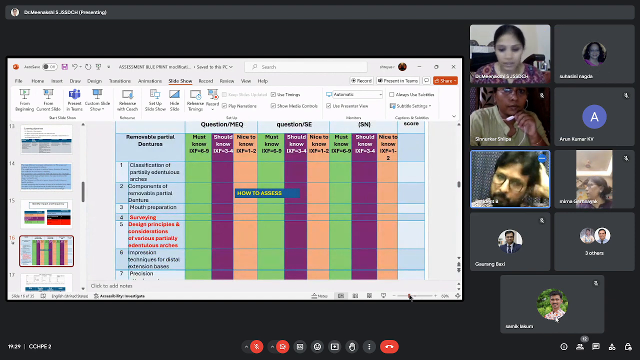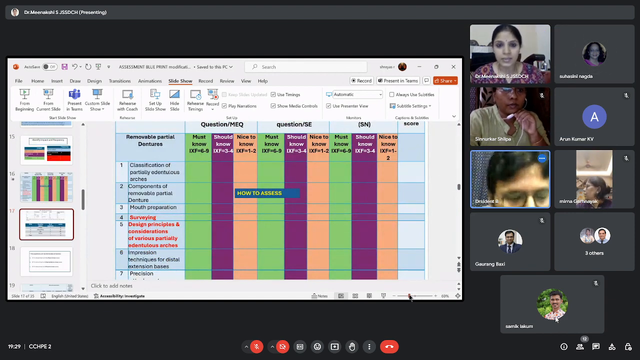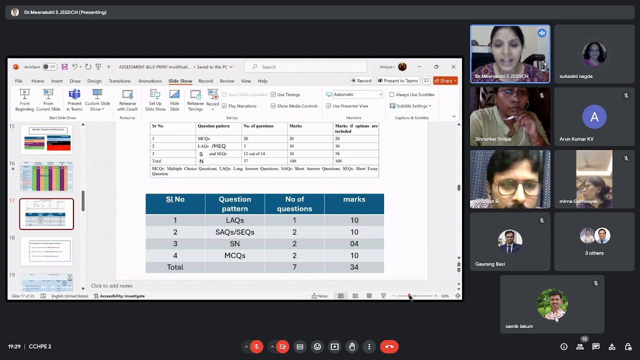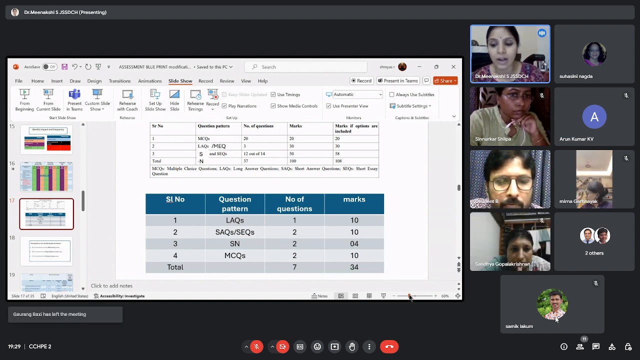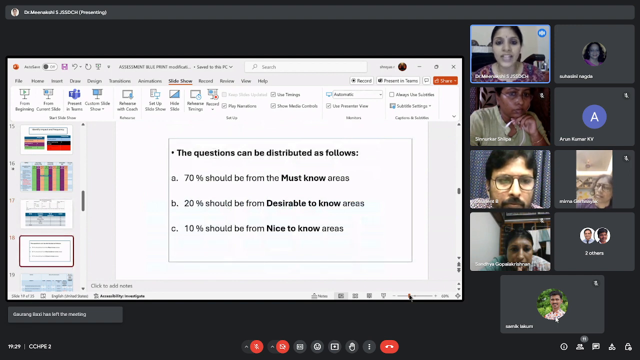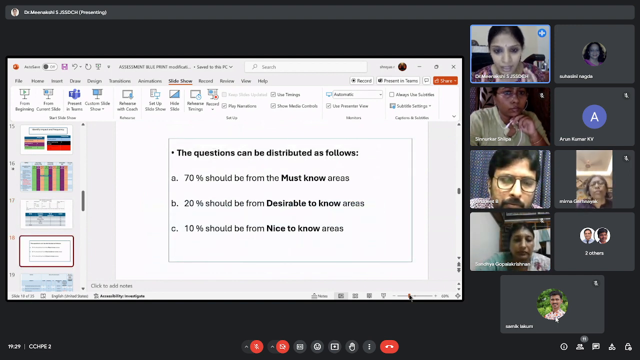So based on this, we have divided the number of questions and we have allotted the marks for the same. The total number of questions for removable partial denture would be 7. The number of marks allotted would be 34. Based on this, the questions can be distributed as 70% must know, 20% desirable to know, and 10% nice to know areas, which we will be selecting from the available topics to fabricate our assessment tool.